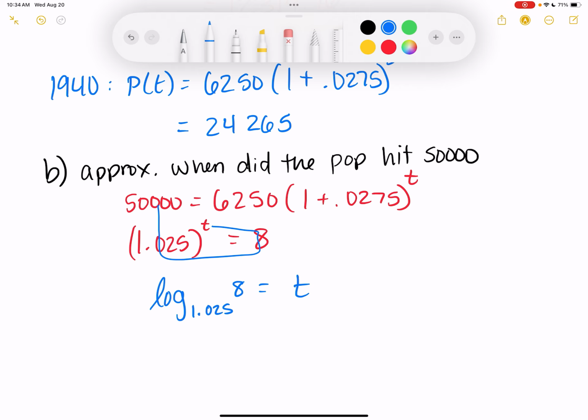Oh, I missed a number. Hold on. I put 0.025. Hold on. That might change the answer. Whoops. 7.5. Retype this in really quick. 7.5. There we go. Crazy what out to the 100th decimal place can change by like 8 years.